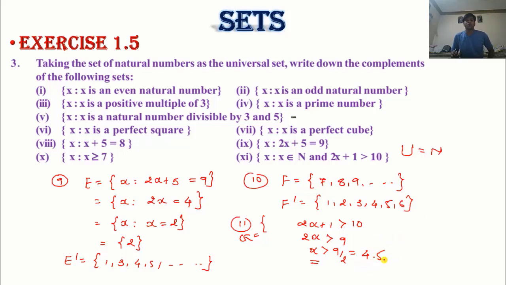So which natural numbers are more than 4.5? They are 5, 6 and 7 etc. So you can write G as 5, 6, 7, 8 and so on. Therefore for G dash, except these numbers you can write from U, that is your N. So you got 1, 2, 3 and 4 only. So this will be your answer. Okay, so simple calculation is there. Now we will move on to the next question.